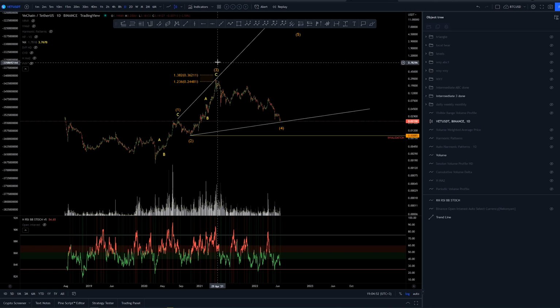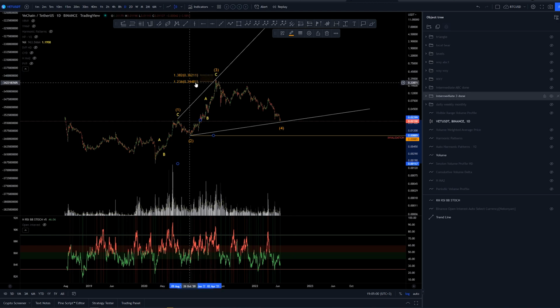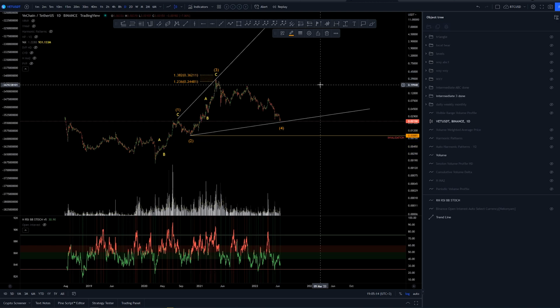Now, what clues did we have for this not to be an impulse wave structure is the extension we got for the wave 3. It's just around the 1.236 extension of wave 1, which indicates that it's more likely to be a C wave of something rather than an impulse structure. Of course it can also be a diagonal, and this suggests that as well.